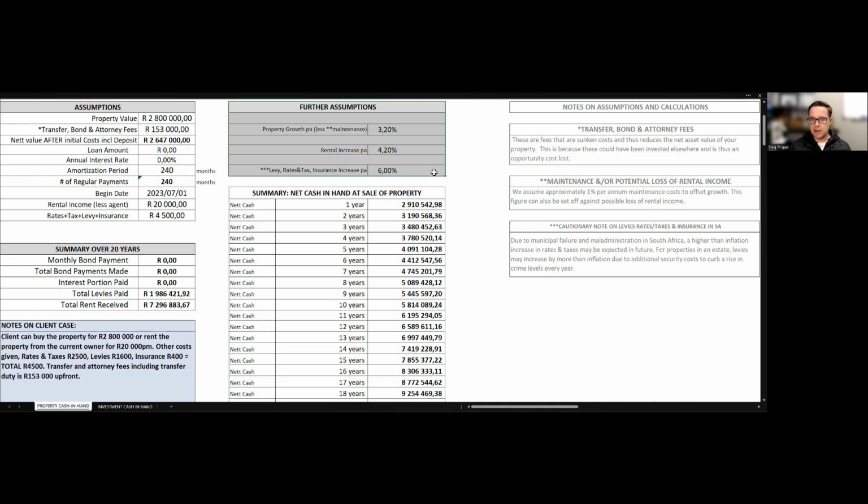Same with levies. Levies are the fees you pay if your property's in an estate, and a lot of estate properties have to pay more on levies to secure the property. In other words, they pay more on security costs to keep people safe inside, and sometimes even pay extra fees to do certain services inside the estate that the municipality can't run as efficiently as they should. But we will stick with 6% there.